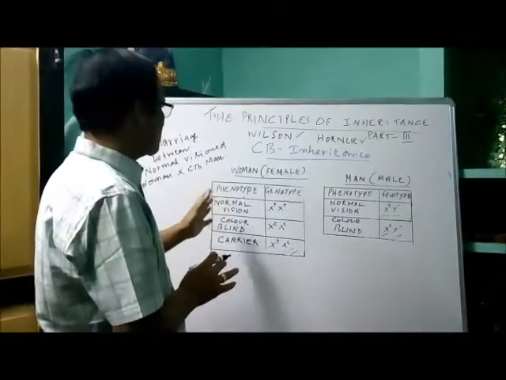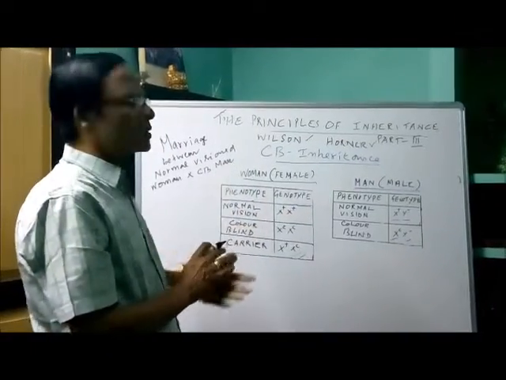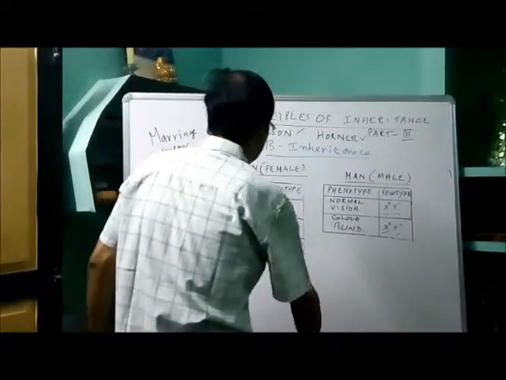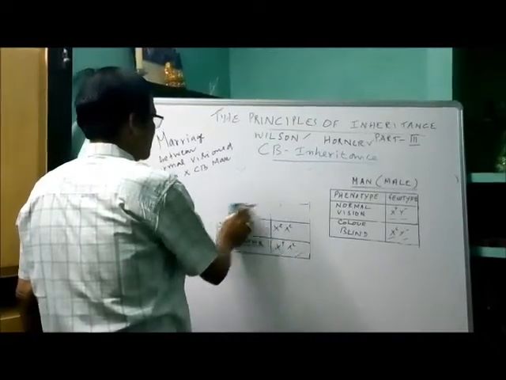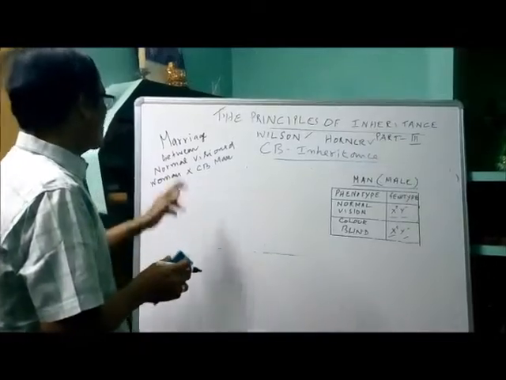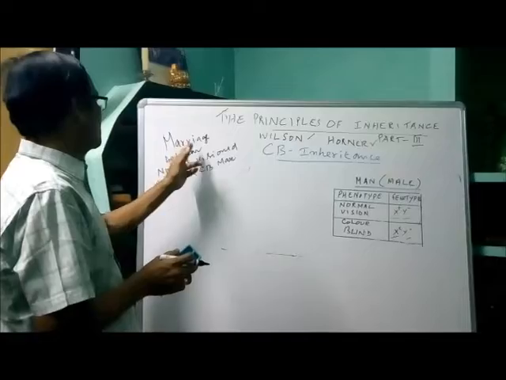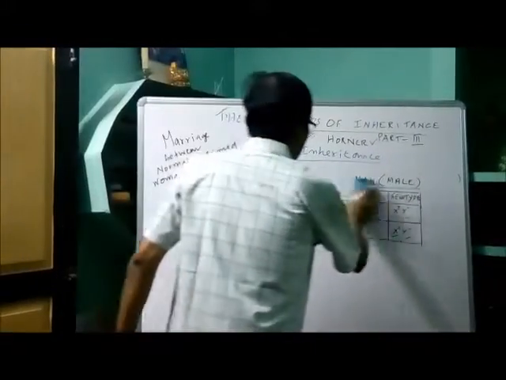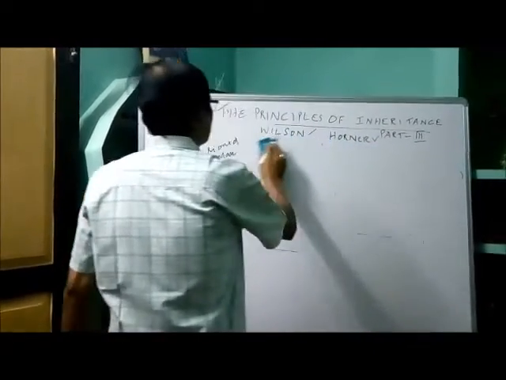So this is about the genotype. You have to remember these genotypes, then only we can find out how the character is inherited. Now I'll take the inheritance. First, I am taking a marriage as an illustration: a marriage between a normal visioned woman and a colorblind man. How is the character inherited? I will represent that.